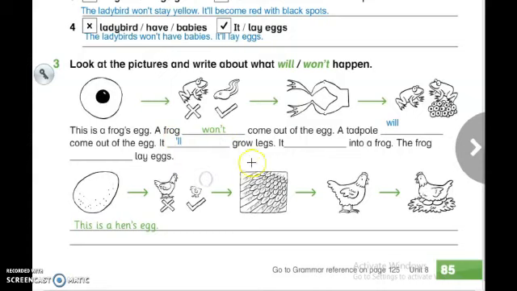It will grow into a frog. Also here we have to write will with grow. It'll grow into a frog. Here we have to write will grow. After that, the frog will lay eggs. Here we have to write will.